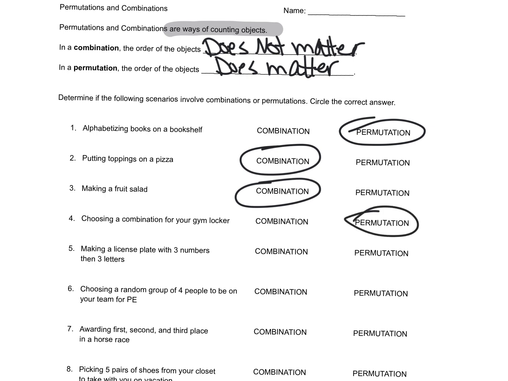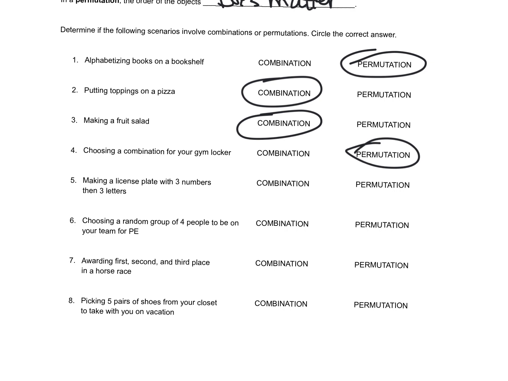Making a license plate with 3 numbers, then 3 letters. Well, if we say it has to have numbers first, then letters, then the order does matter, which would mean that would be a permutation. And then we've got choosing a random group of 4 people to be on your team for PE. It doesn't say they have to have certain jobs or roles or positions. It's just a random group of 4 people. So that means the order that you pick them doesn't matter. So we'd be at a combination.